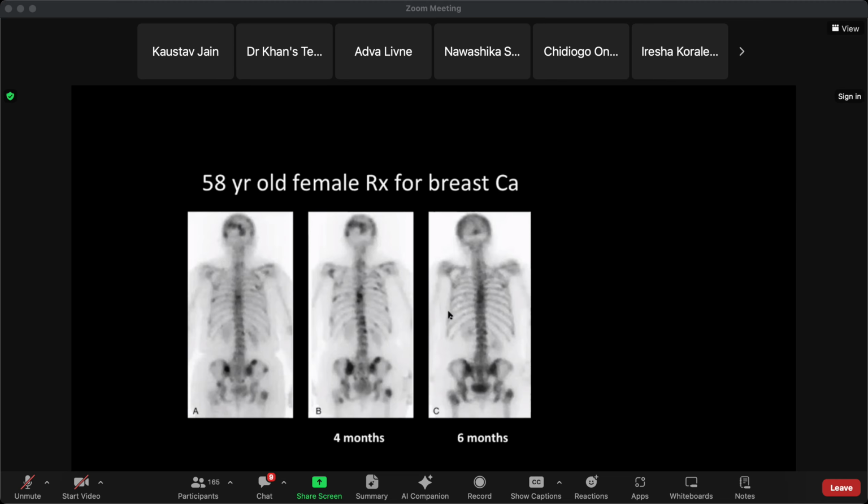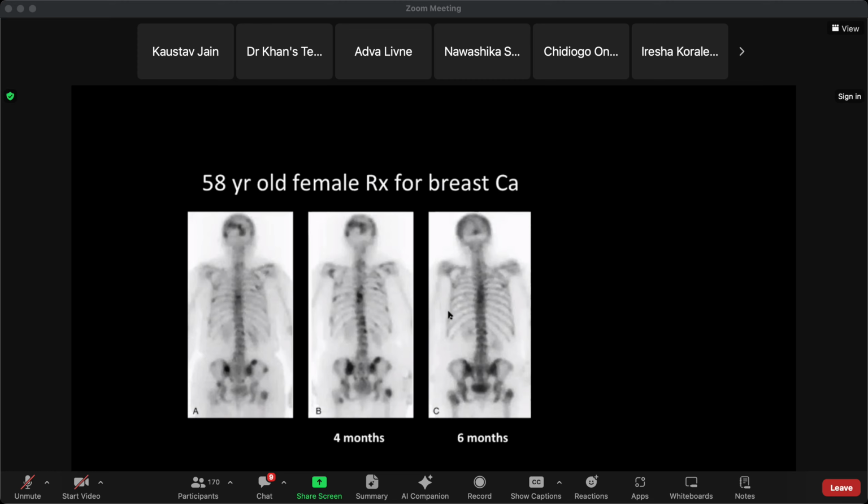So I've got 3 images at the start, 4 months and 6 months. The first 2 images demonstrate a significant uptake in the vertebrae, multifocal uptake in the ribs. Then there is some uptake in the skull region and bilaterally in the pelvis as well, which would be in keeping with likely sclerotic metastases from breast cancer.